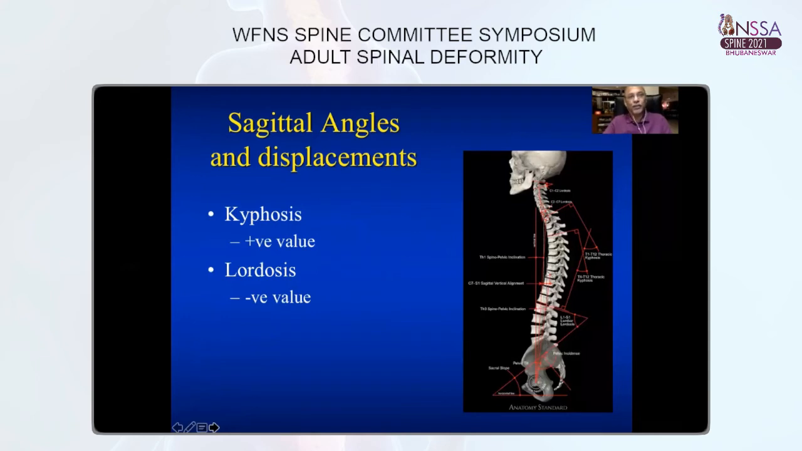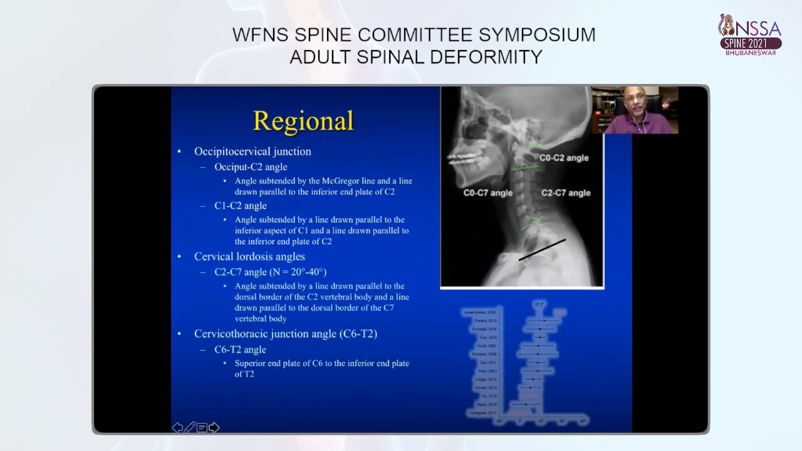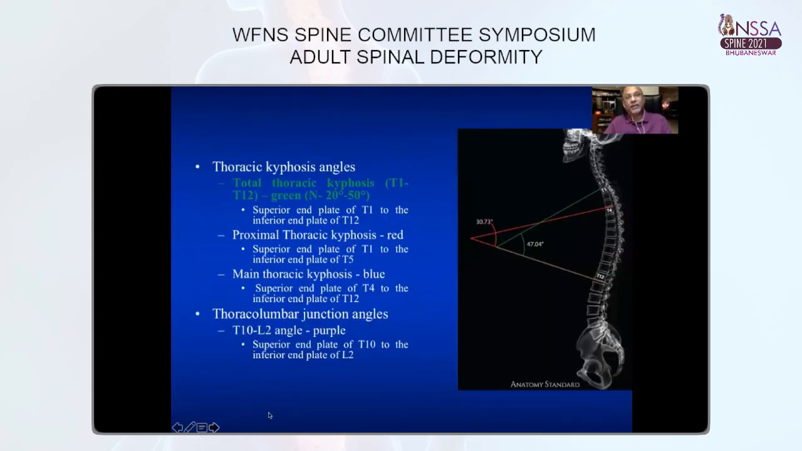Then we have kyphosis or lordosis. Kyphosis is when you've got excessive bending, whereas lordosis is less bending. And then there are regional angles and calculations that we need to know, but it's not that relevant, and in the future will be quite relevant. Thoracic kyphosis angles: the total thoracic kyphosis angle is important, and we know it's between 20 to 50 degrees.